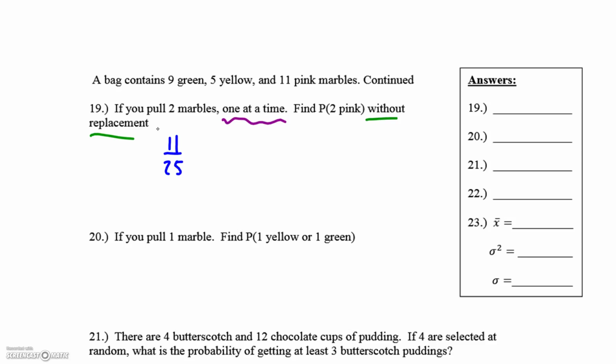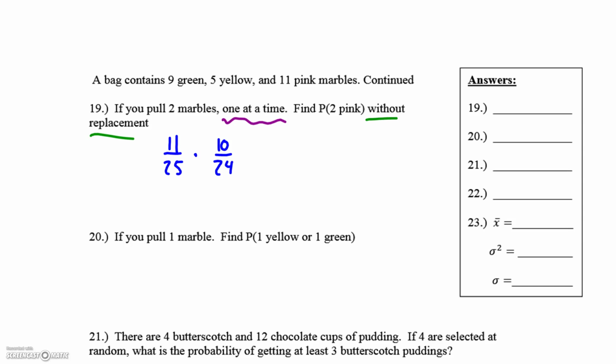But this time it's without replacement, so without replacement means that I pretend for a moment that I've actually pulled that pink marble out, which means there are only 10 pink marbles left in my bag, and there are only 24 marbles total left in my bag. All right. Again, we already established that there's an and that's implied here. It's a pink and a pink, not a pink or a pink. So I'm going to multiply.